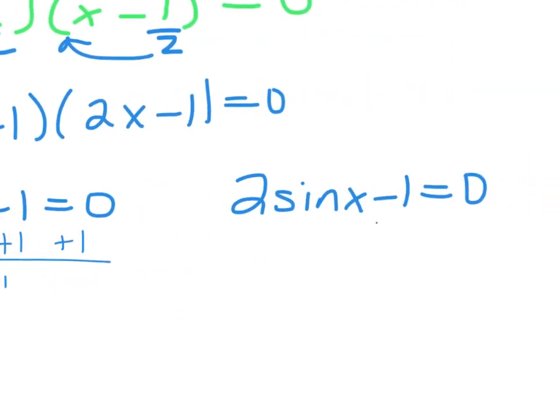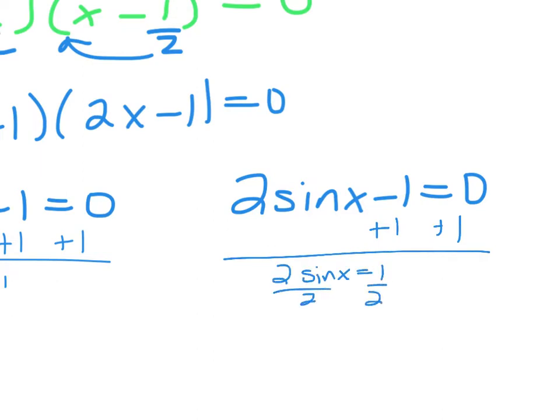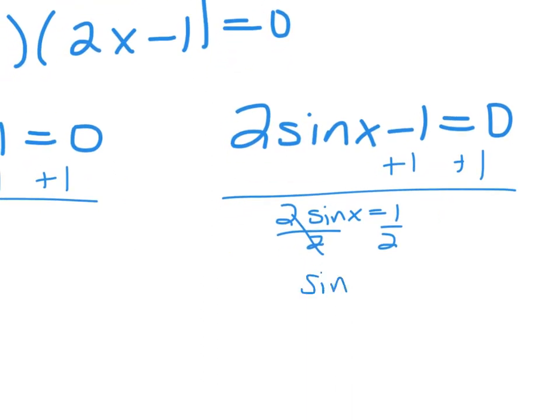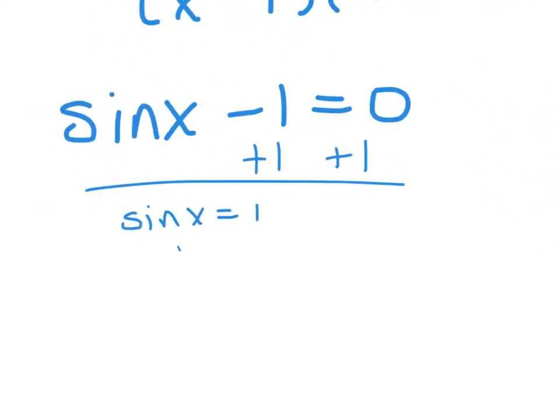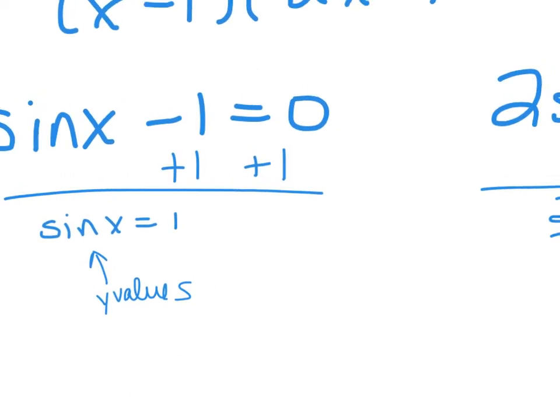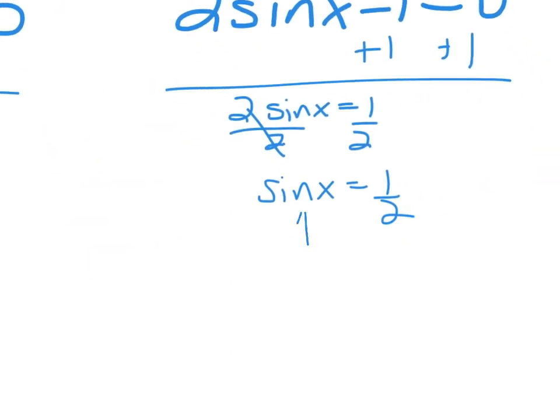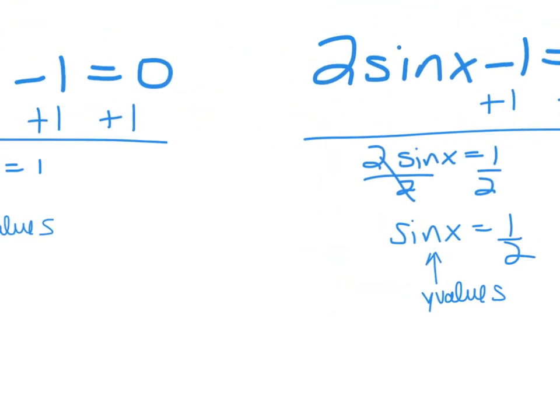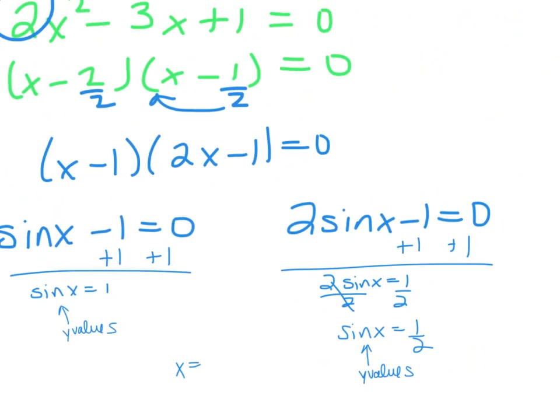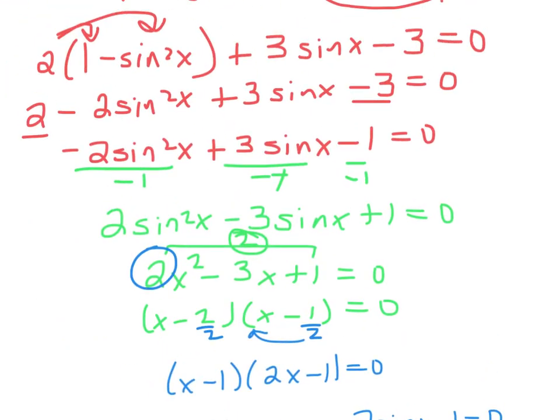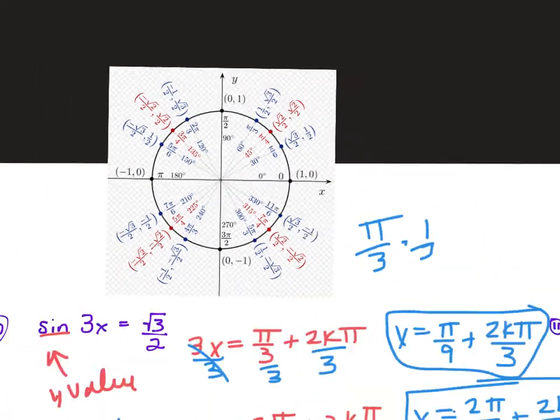Over here, I'm going to add 1 to both sides. I have 2 sine x equals 1, divide by 2, and I get the sine of x equals 1/2. So again, we're going to look for y values on the unit circle that are 1 and y values on the unit circle that are 1/2. So I have x equals, y values on the unit circle that are 1, going to be all the way up here, would be pi over 2.